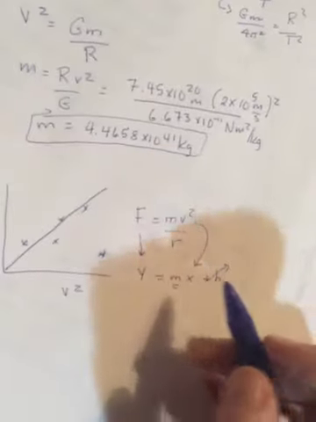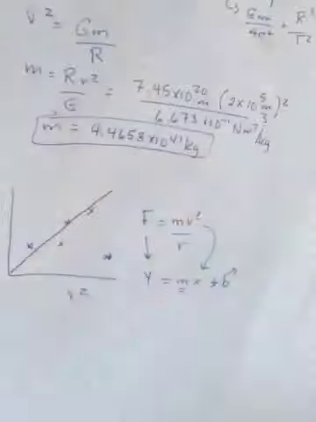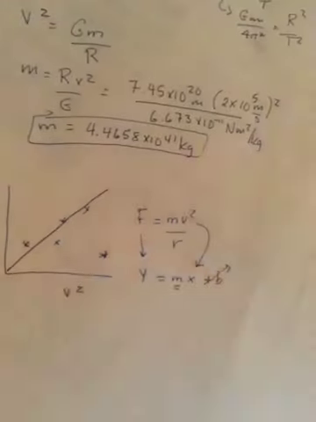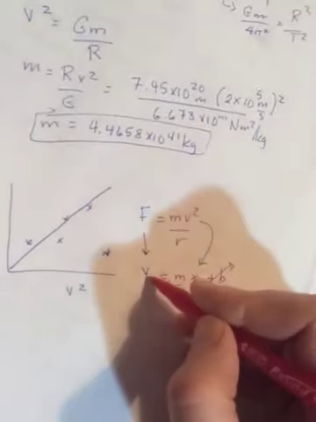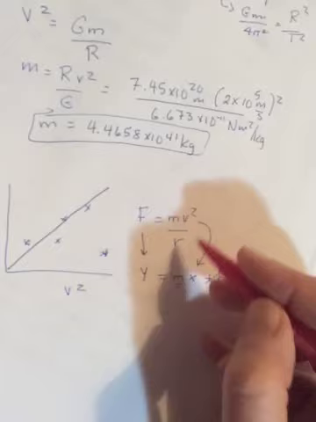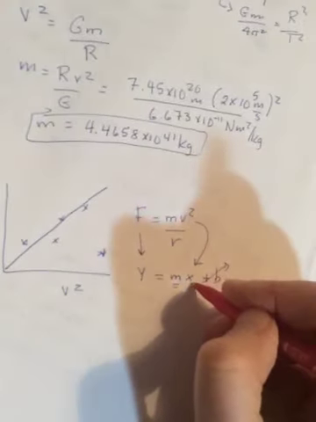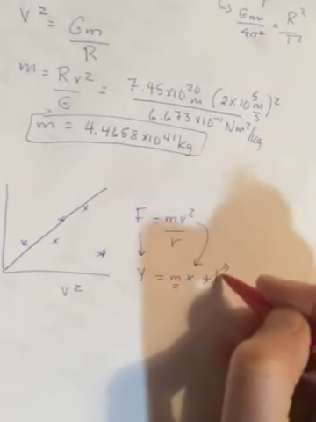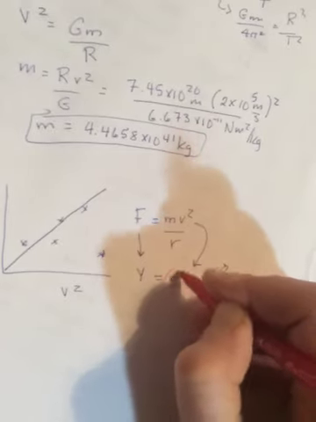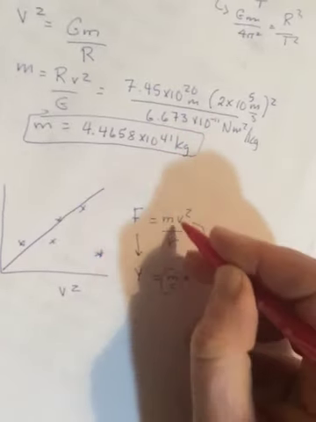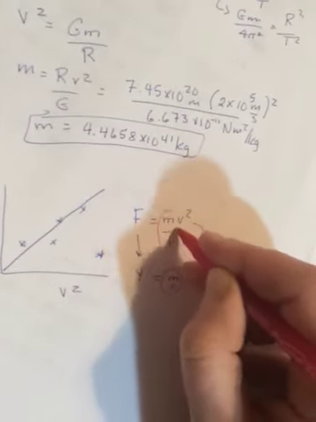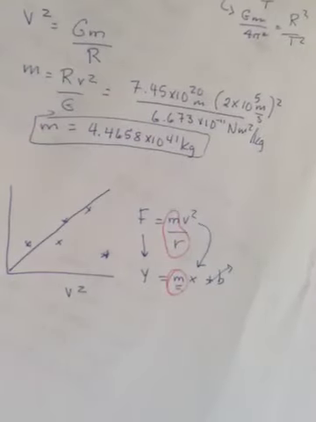Then it says, what does the slope represent? So if F is y and v squared is x, and there's no intercept, then what is this slope? Look at your equation up here. What is this slope? Okay?